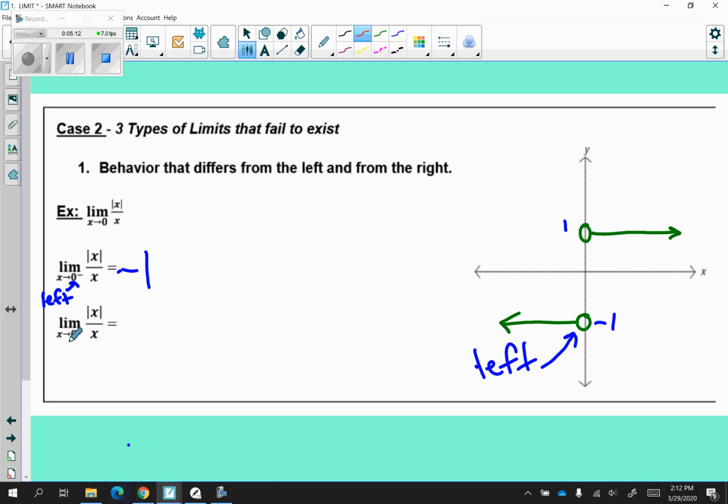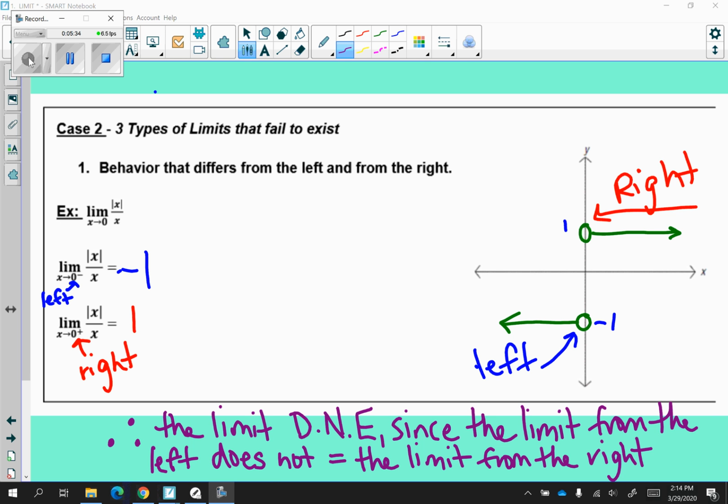Whereas here, the limit as x approaches 0 from the right, here's the right-hand side. Where am I approaching? 1. Notice they are approaching two different numbers from the left and from the right. Therefore, the limit does not exist since the limit from the left does not equal the limit from the right.